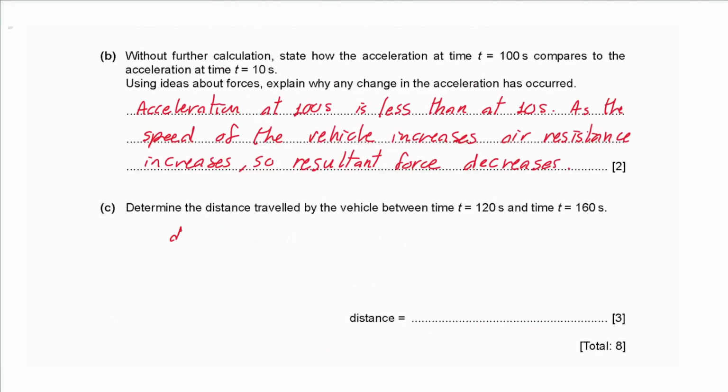Then we say that the distance is equal to the area, and we say that the average base, which is 30 plus 20 over 2 multiplied by 40, will give us the distance. This gives a distance of 1000 meters, or 1 times 10 to the power of 3 meters.